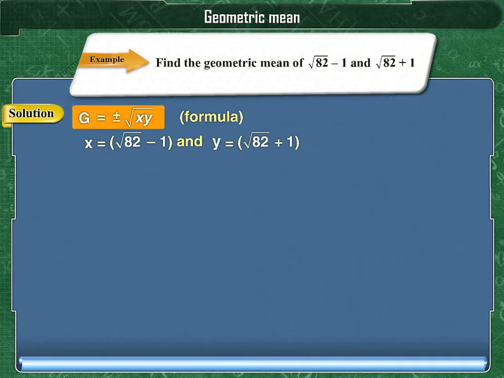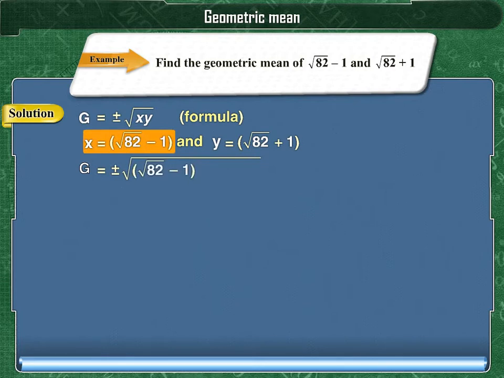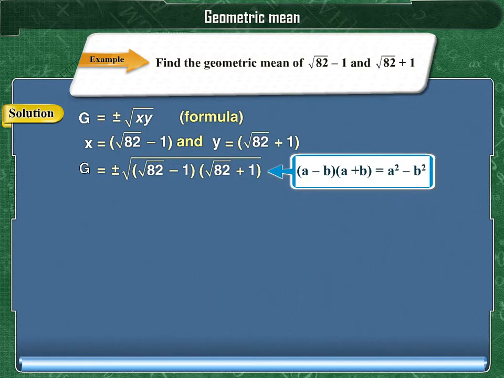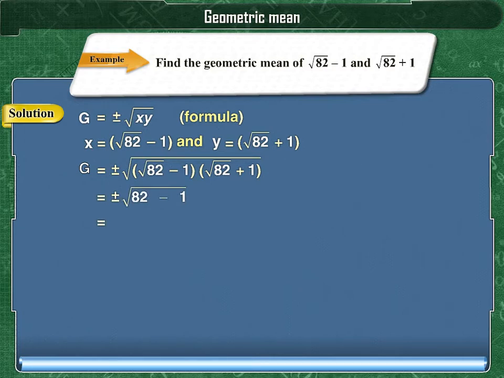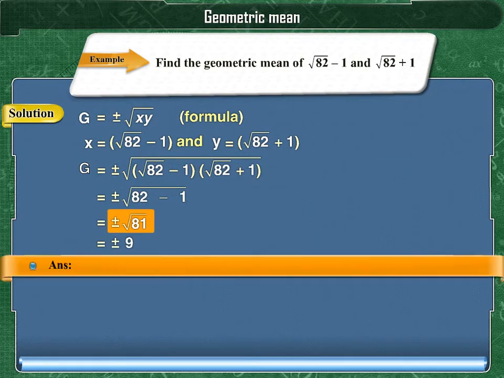Substituting these values in the formula, we get g is plus minus square root of 82 minus 1 into square root of 82 plus 1. By using the formula a minus b into a plus b is a square minus b square, and simplifying we get g is equal to plus or minus square root of 81, which is equal to plus or minus 9. Geometric mean of the given numbers is plus or minus 9.